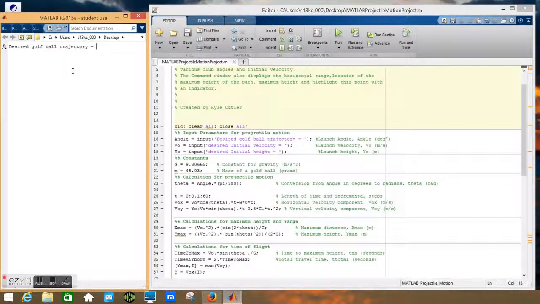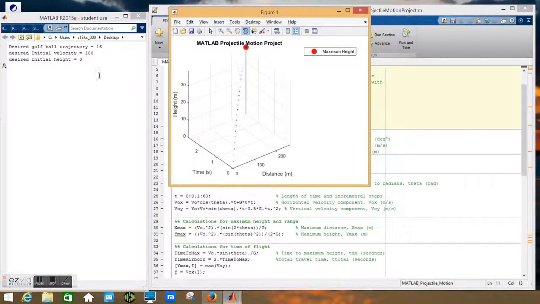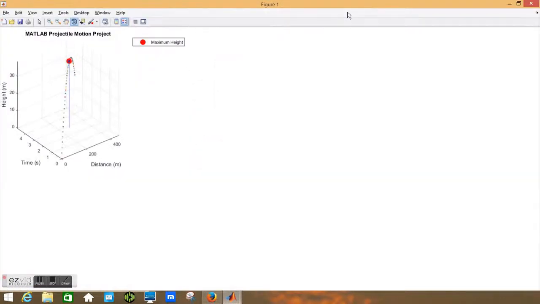Let's go with a 2 iron, about 16 degrees. Initial velocity, let's just say 100. Initial starting height, we'll go 0 this example. And it's going to actually plot a 3D plot of its trajectory.